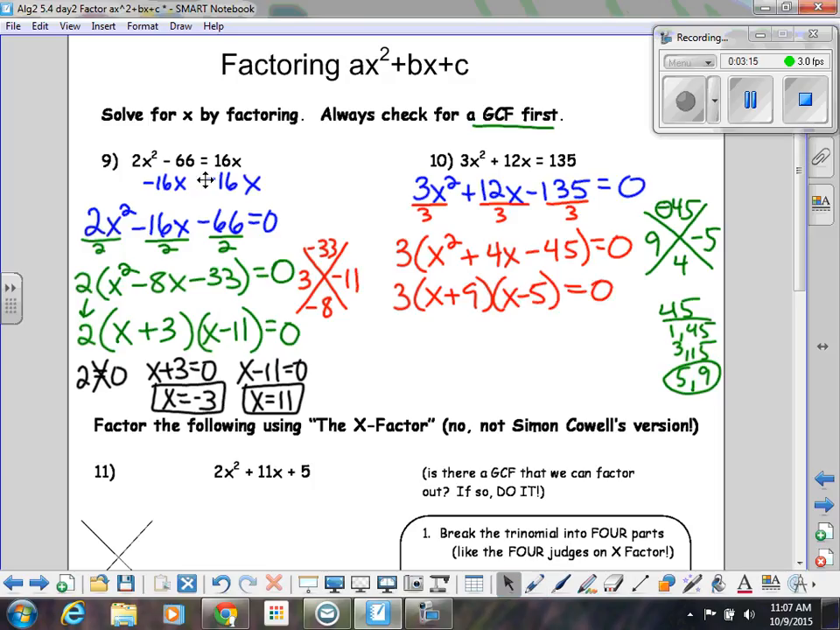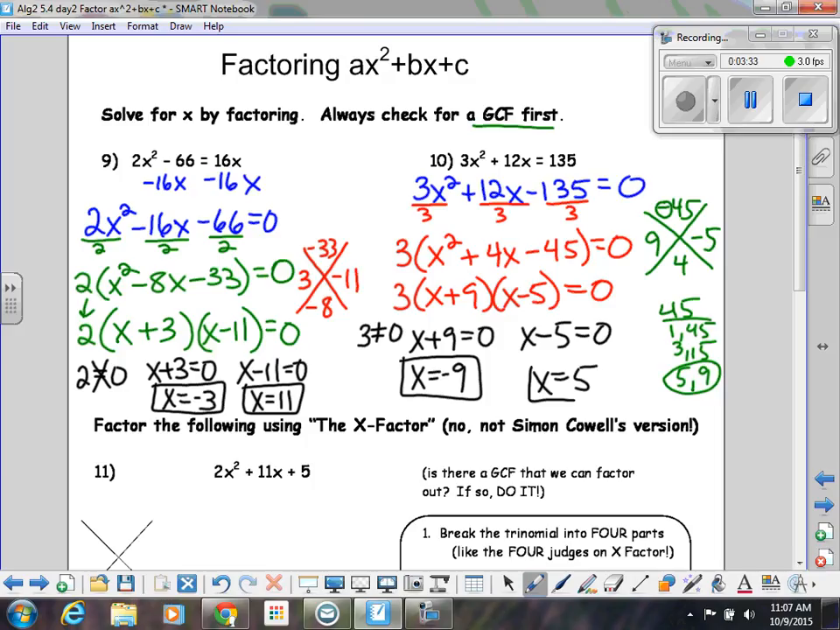And then we're going to set each of our factors equal to 0. Again, the 3, I don't really need to worry about this because the 3 is not equal to 0. That just doesn't make sense. But I have x plus 9 equal to 0, so x is equal to negative 9. And I have x minus 5 is equal to 0, so x is equal to 5.